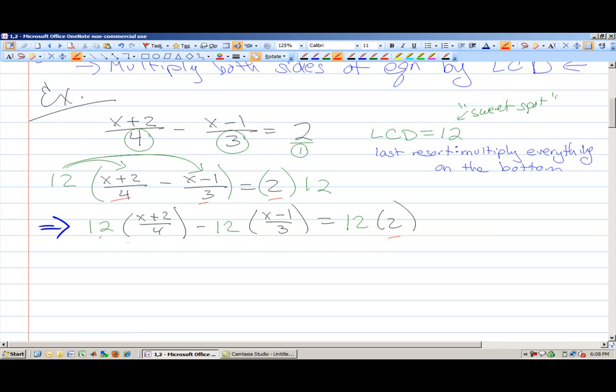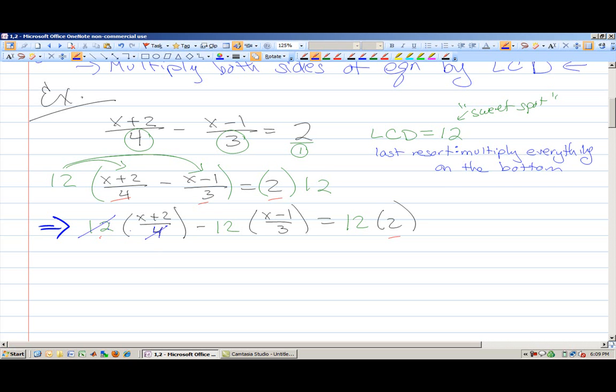So let's take a look at what's going on here. Now, we have a 12 here, and we have a 4 here. So what you want to think about is how can we reduce this? Remember, the whole point of doing this is to get rid of this ugly 4 on the bottom. So let's cross it out.